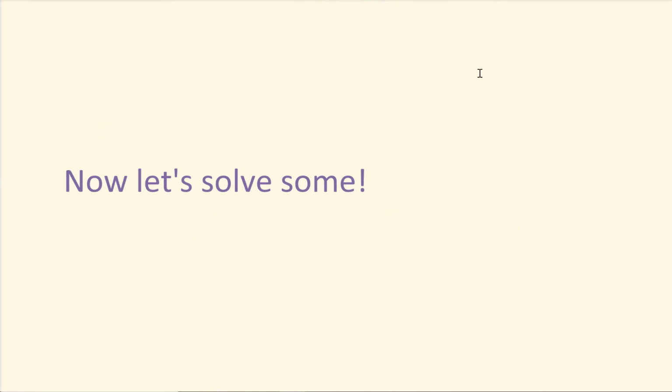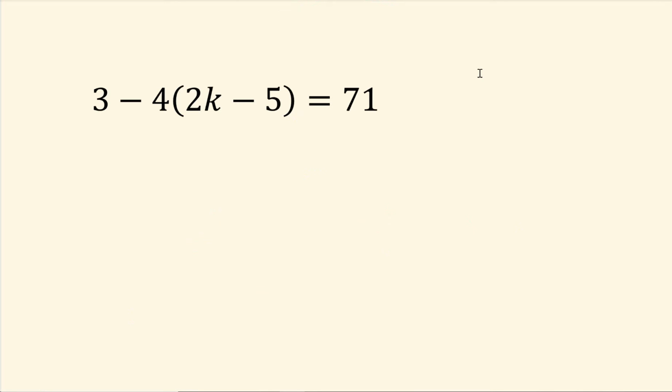Now let's actually solve some. So here's the first one that we're going to solve. We're going to start with that distribution of that negative 4. It's negative in front, so we have to distribute the negative. So we have negative 4 times a positive 2k, negative 4 times negative 5. But again, that 3 is not being distributed, so that's just going to come straight down.